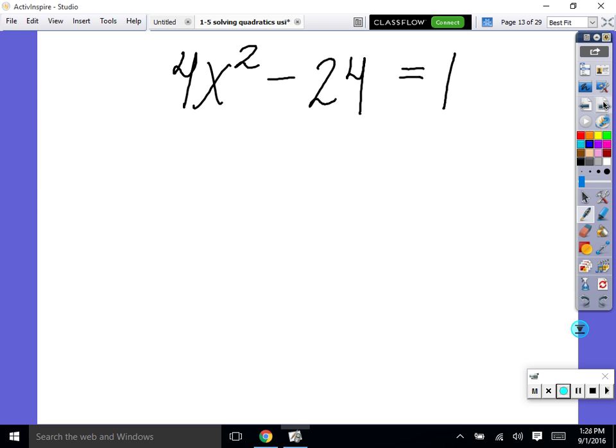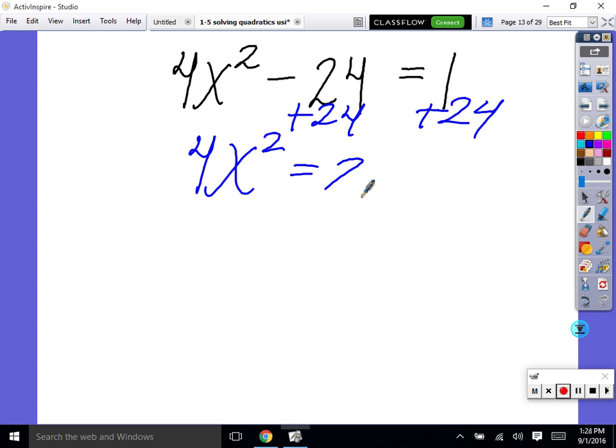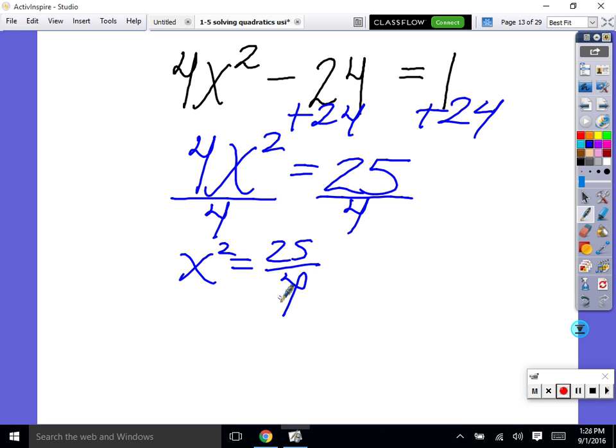Okay, look at this one. We would add 24, correct? Watch, this one you need, I promise. I have thought through this. I've done the whole worksheet myself and then went and put in examples to help you. So we'd add 24 to both sides, correct? So we have 4x squared is equal to 25. Then we would divide by 4, correct? So we have x squared is equal to 25 over 4. Now, can that simplify? No.